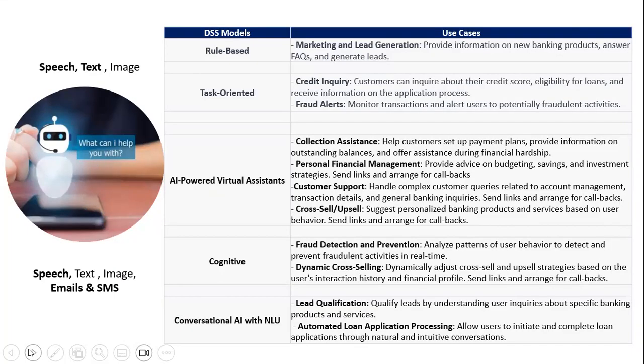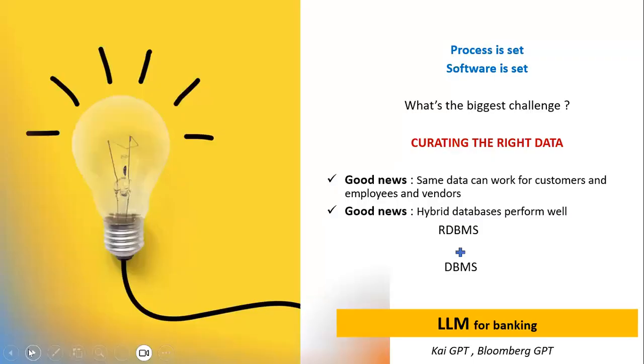And that means that these bots, which are generally working on rule-based or task-oriented processes, will move to become AI-powered virtual assistants, assistants who can do fraud detection, dynamic cross-selling, send links and arrange for callbacks, right? And they will be able to have conversational AI with lead qualification and automated loan processing abilities. So what we are thinking of is speech, text, and images will be flowing freely from both sides, and the bots will have to be able to make the best sense of it. Most of it will be mobile driven.